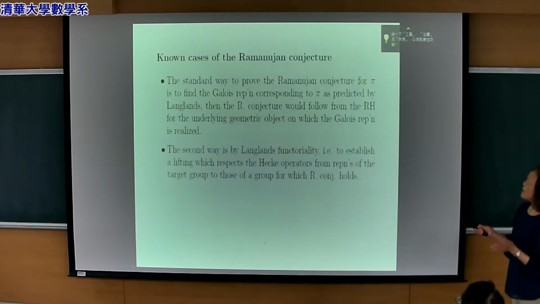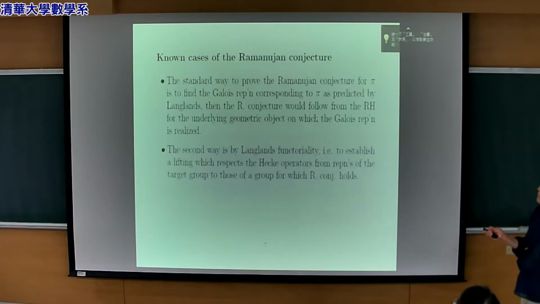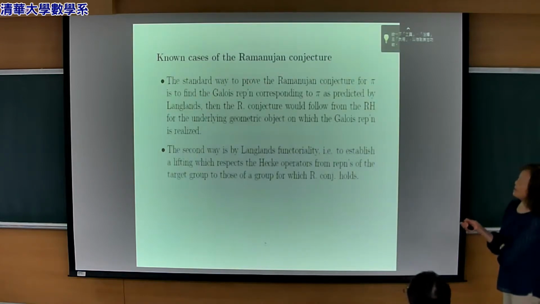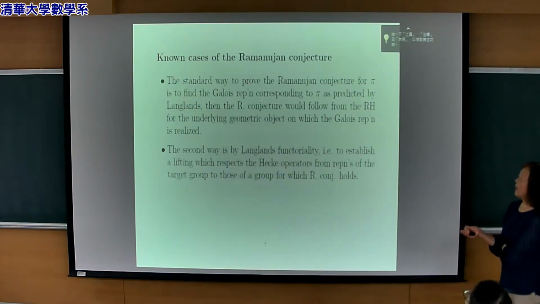Okay. So once you have the corresponding Galois representations, then the Ramanujan conjecture would follow from the Riemann hypothesis for the underlying geometric objects on which this Galois group is realized. This is how Deligne proved the Ramanujan conjecture for the delta function, and this is how the other Ramanujan conjectures were proved. It's the same philosophy. That's the main way, and this is very hard work. And the second way is by Langlands functoriality.